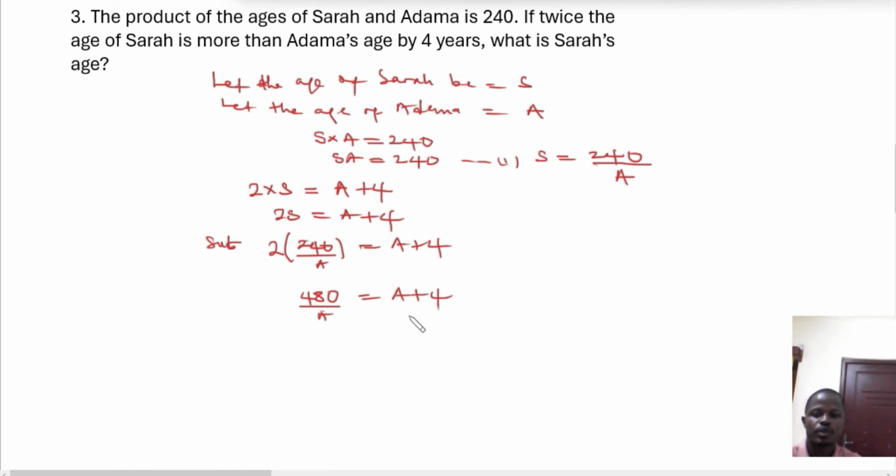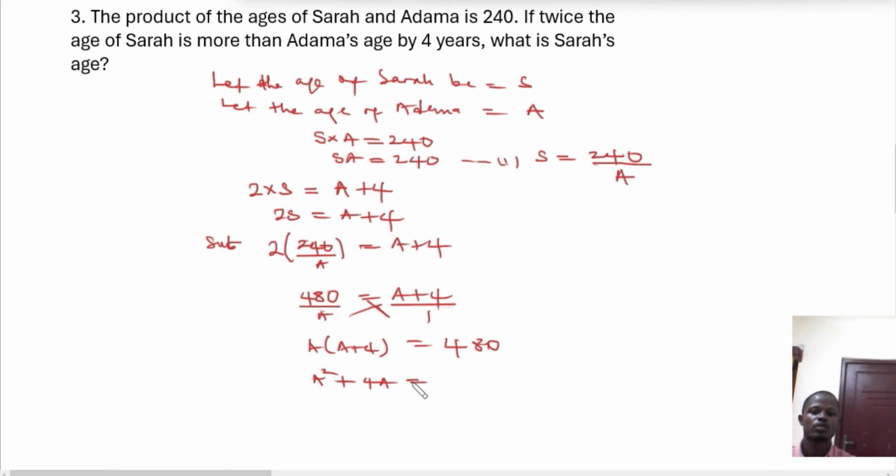So here we're going to cross multiply. 1 multiplied by this, and then A multiplied by this. So 1 times 480, and A times all of this, A times A plus 4. Bracket means multiplication. 1 times 480 is 480. So we have A times A is A squared. We expand this bracket, A times 4, we have 4A.